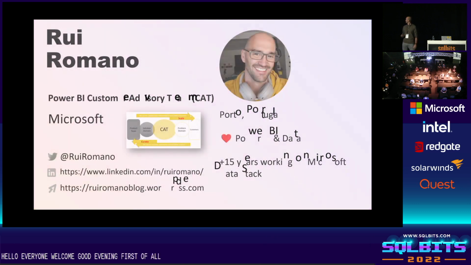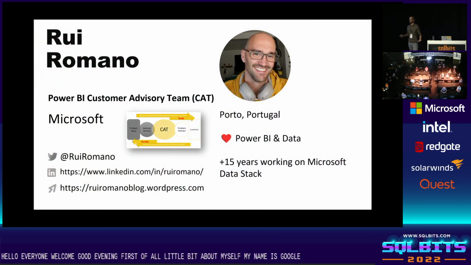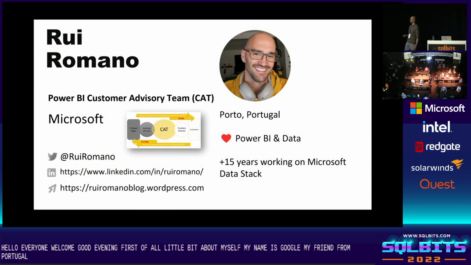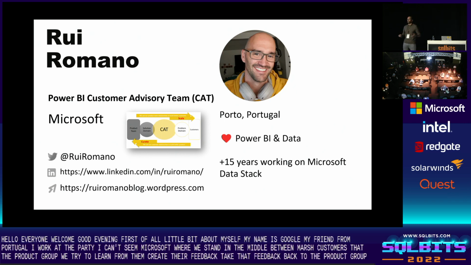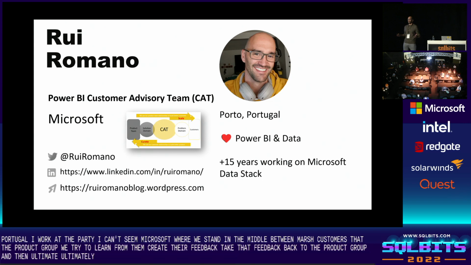First of all, a little bit about myself. My name is Rui Romano. I'm from Portugal. I work on the Power BI CAT team at Microsoft, where we stand in the middle between large customers and the product group. We try to learn from them, curate their feedback, take that feedback back to the product group, and then ultimately scale it. And that's what I'm doing here.